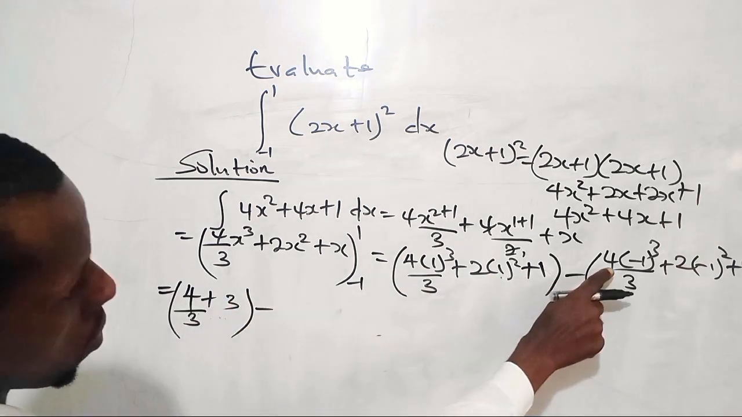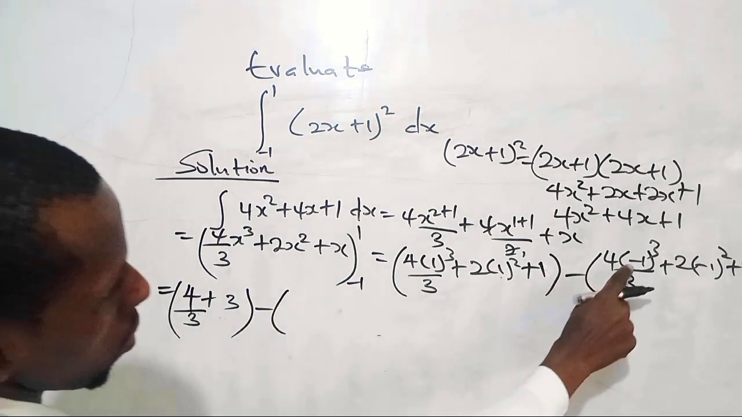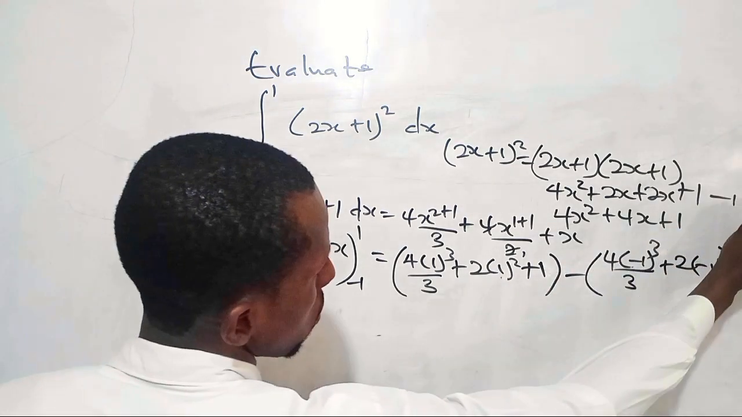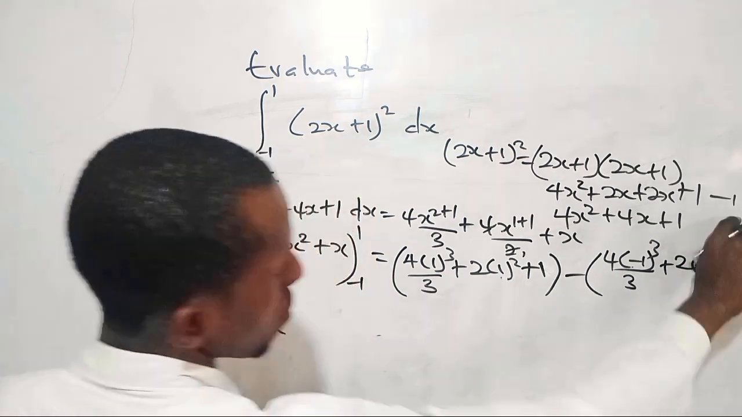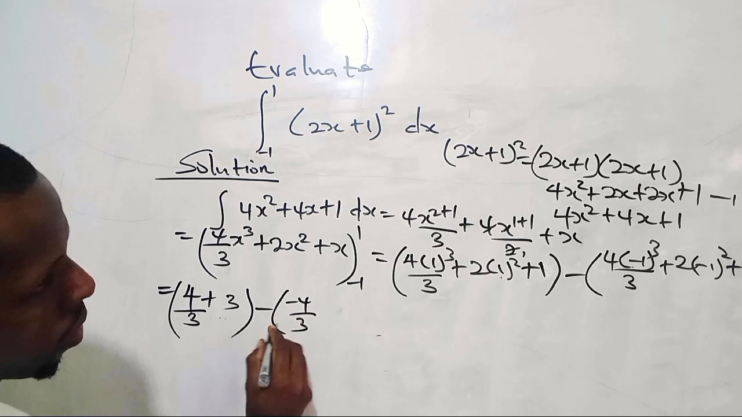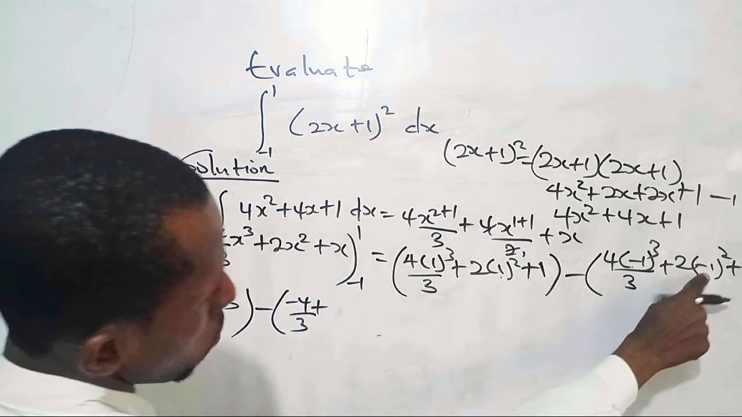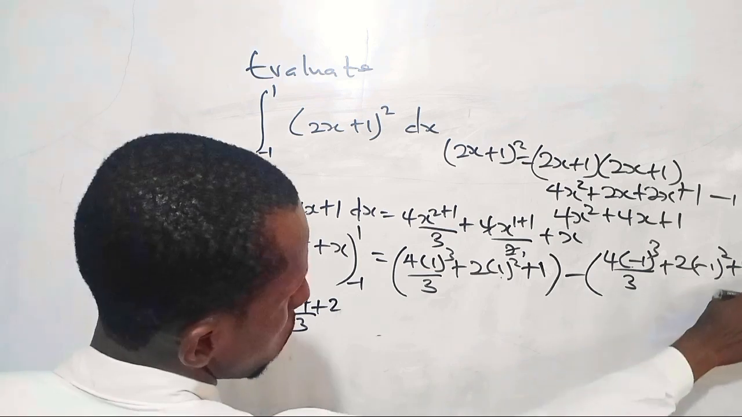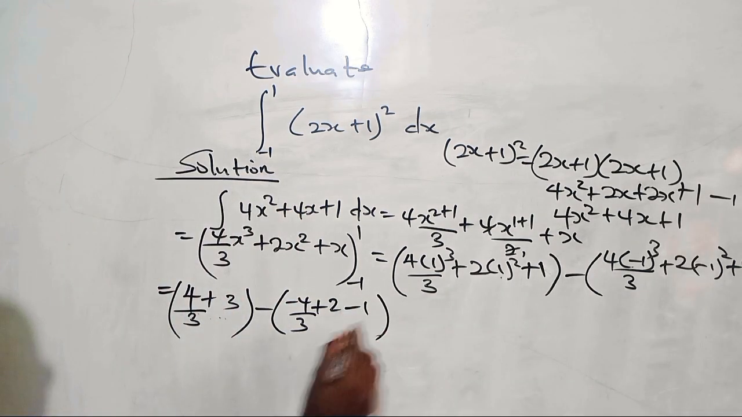So minus, from here I have minus 1 raised to the power 3, which is the same as minus 1 times minus 1 times minus 1. That gives us minus 1 times 4, so I have minus 4 over 3. Plus minus 1 squared is 1, times 2 is 2, plus 1 times minus 1 is minus 1.